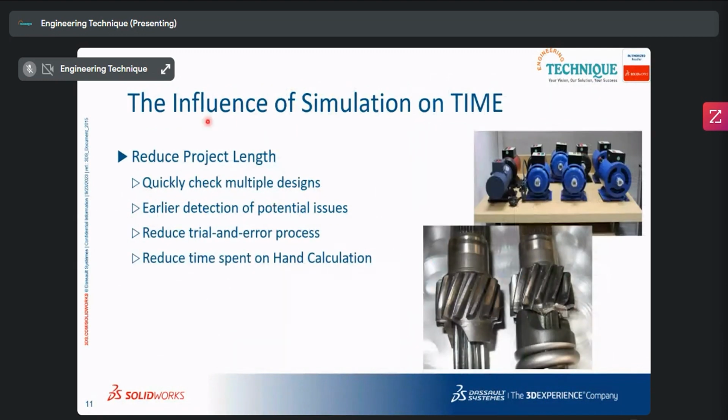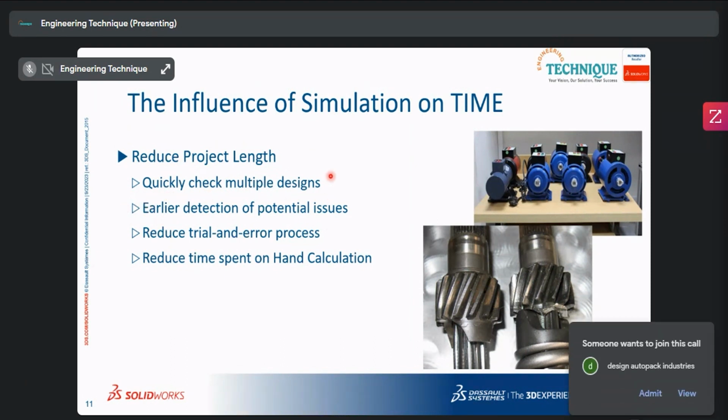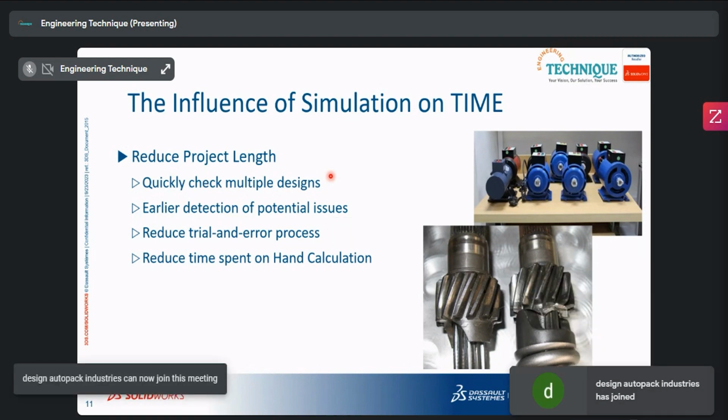Now the third parameter is the time. Okay, so by using the simulation, the project length is drastically reduced as the experimentation is done virtually. Okay, so the other benefits are quickly checking multiple designs. You can check the various designs and compare which is the best design among them. Then earlier detection of potential issues.